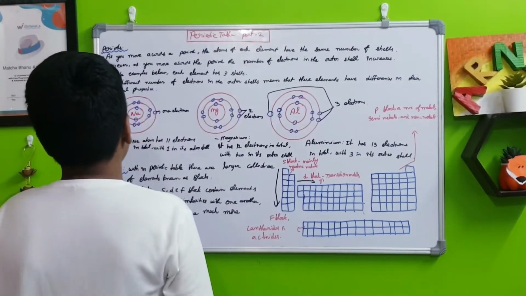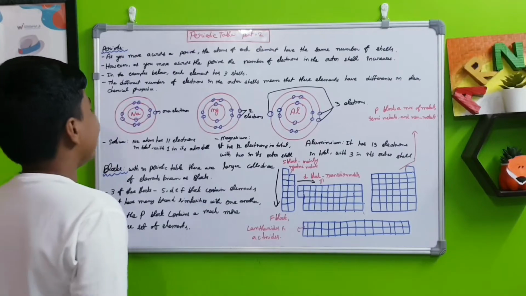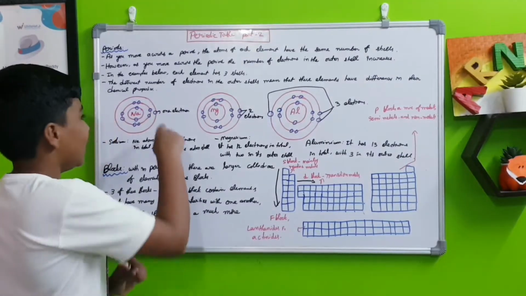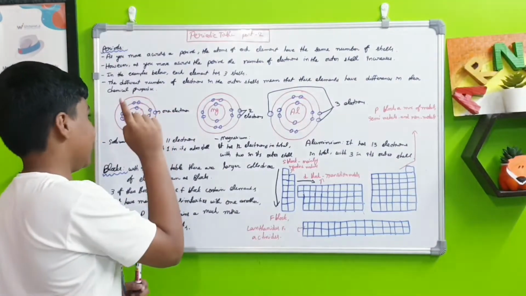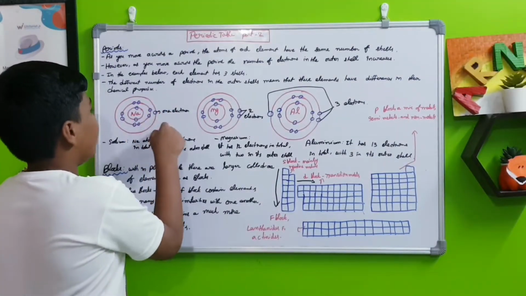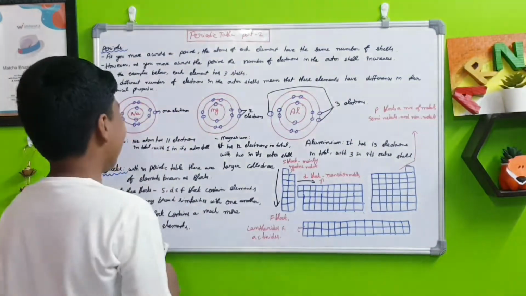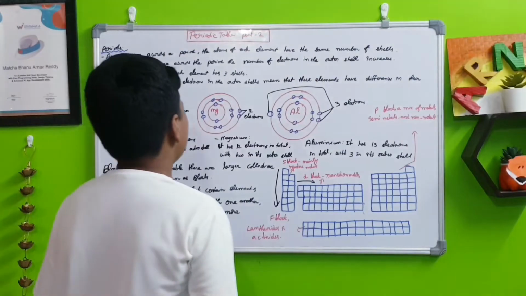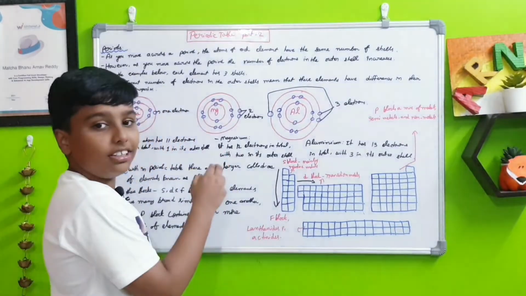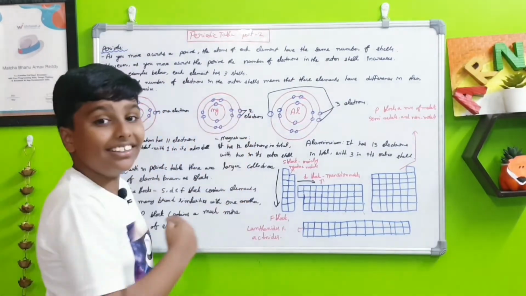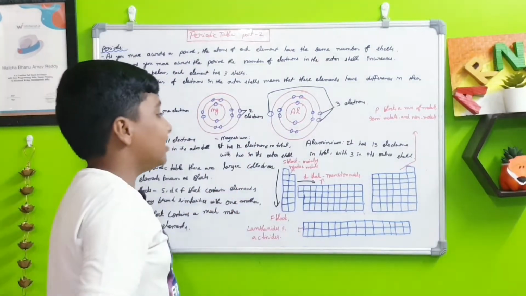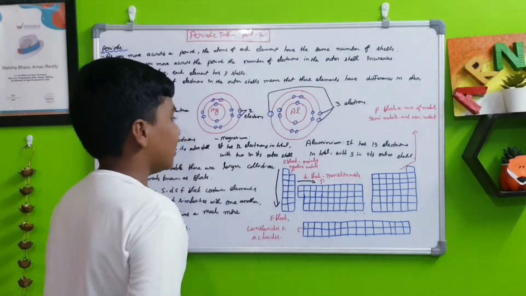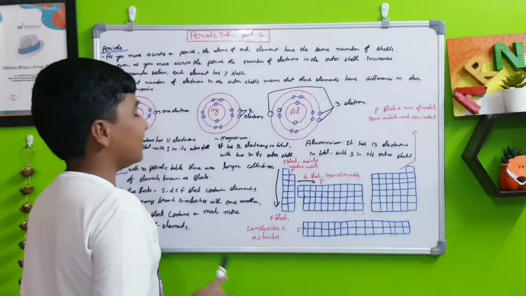The first example is sodium. The sodium atom has 11 electrons in total, with just 1 in its outer shell. Next is magnesium. It has 12 electrons in total with 2 in its outer shell. The final example is aluminium. It has 13 electrons in total with 3 in its outer shell.